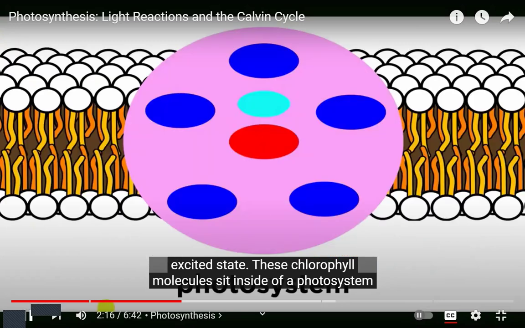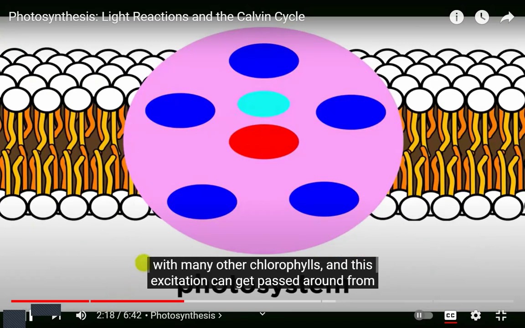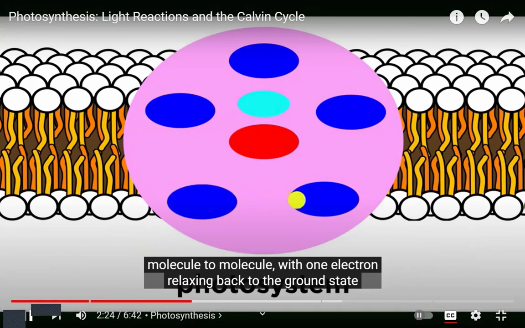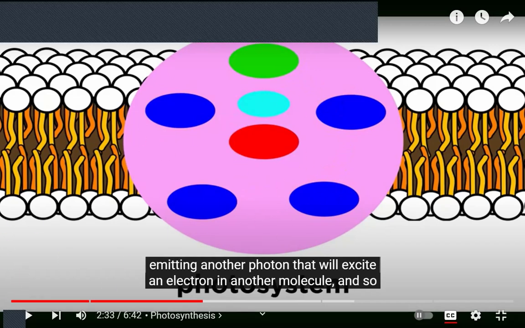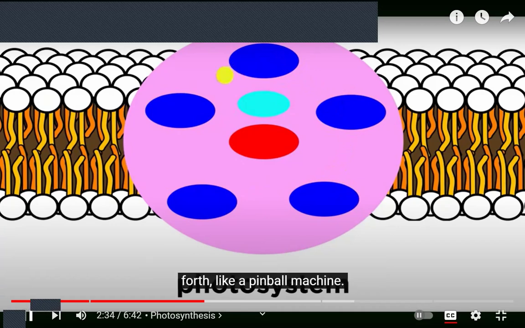These chlorophyll molecules sit inside of a photosystem with many other chlorophylls, and this excitation can get passed around from molecule to molecule, with one electron relaxing back to the ground state, emitting another photon that will excite an electron in another molecule. Okay, so see how electrons would travel on the system, and so forth, like a pinball machine.